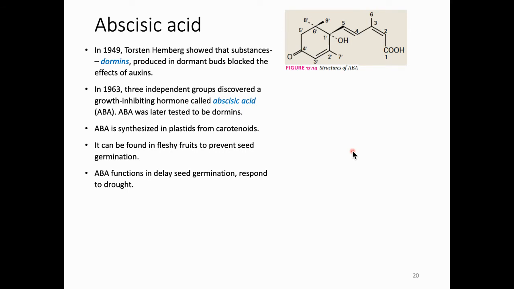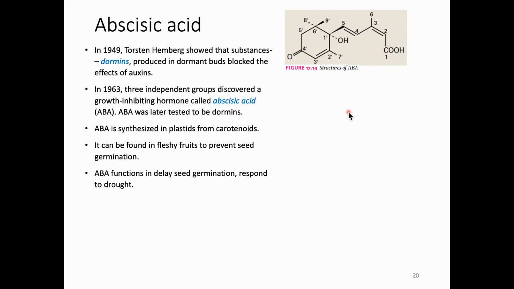Abscisic acid is the substance that can inhibit the growth of the plants. In 1949, a person named Thomson Hamsberg showed that substances he named dormin at that time. The dormin just came from the word dormant. Dormins produced in dormant buds block the effect of auxin. In 1963, three independent groups discovered a growth-inhibiting hormone named abscisic acid, or ABA in short.